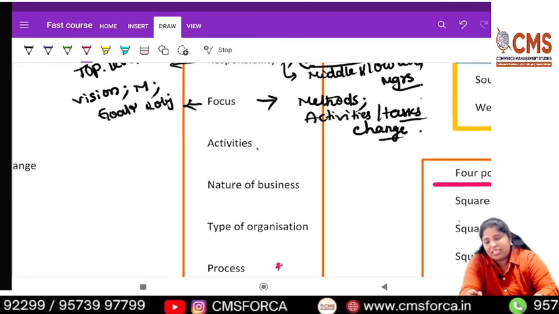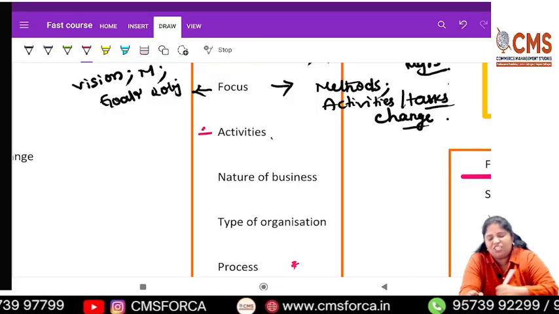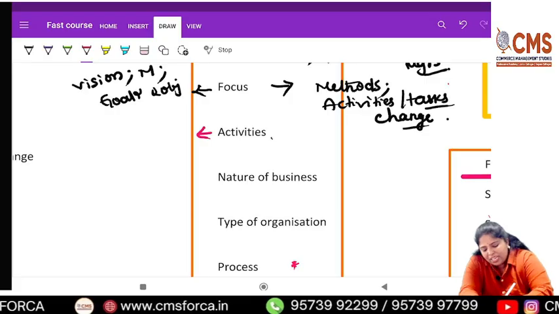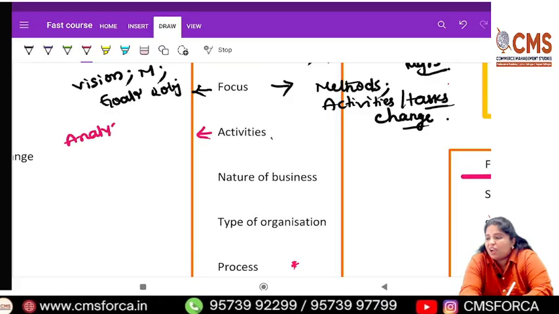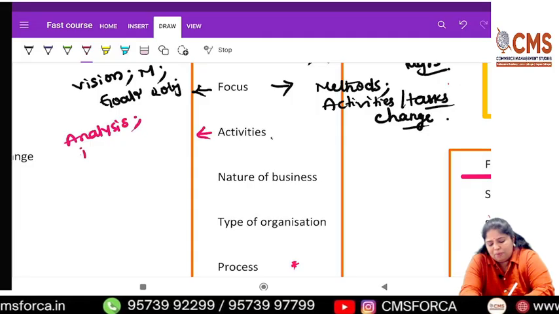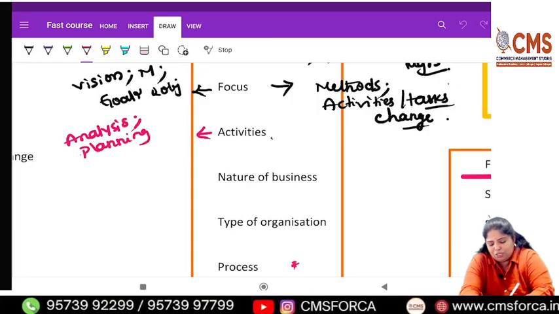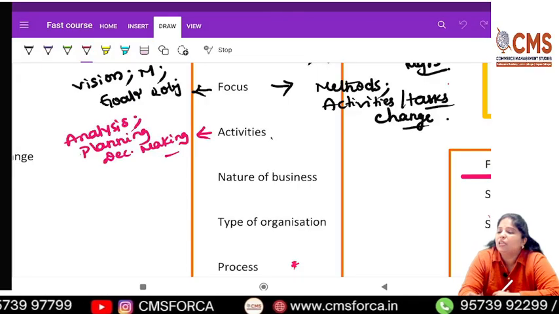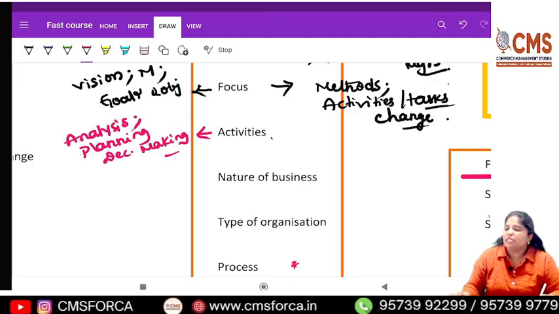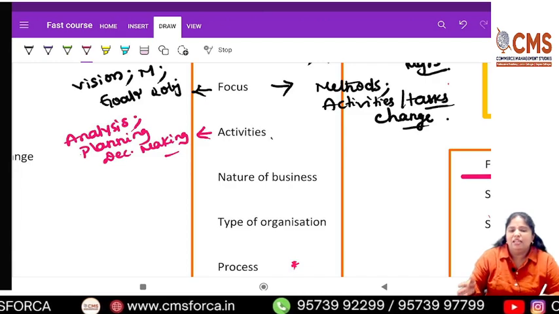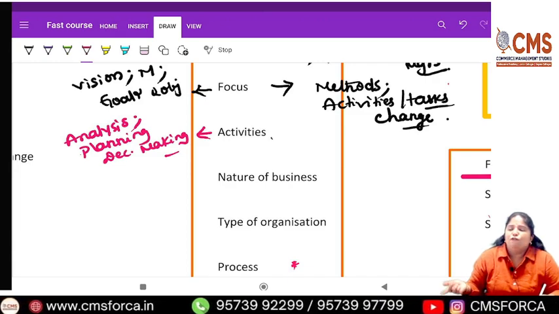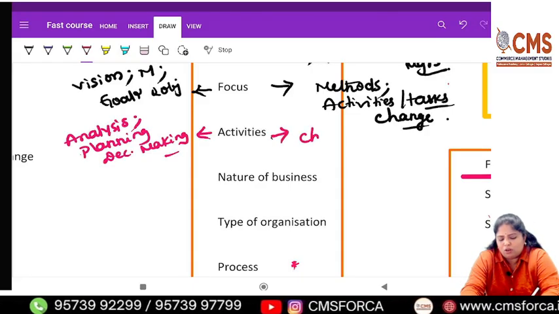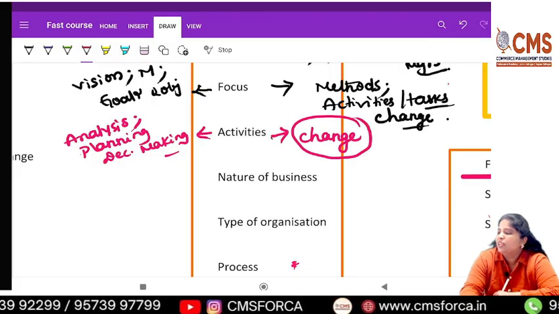Let's talk about the next aspect of comparison between formulation and implementation. Let's focus on activities. Formulation requires a lot of analysis, planning, and decision making. Without these three, your strategic formulation is not complete. Formulation always requires analysis, planning, and decision making. But for implementation, the only activity we majorly talk about is bringing in some change.